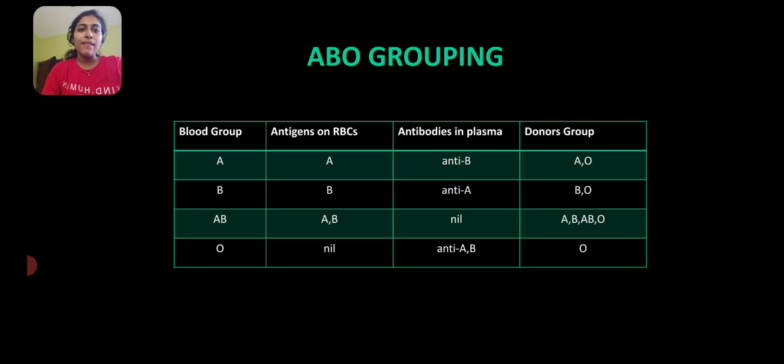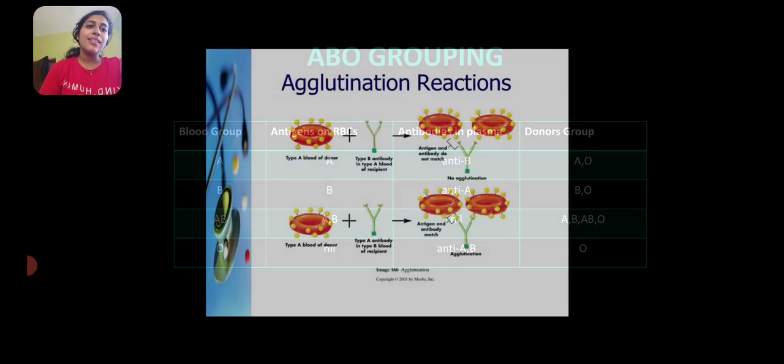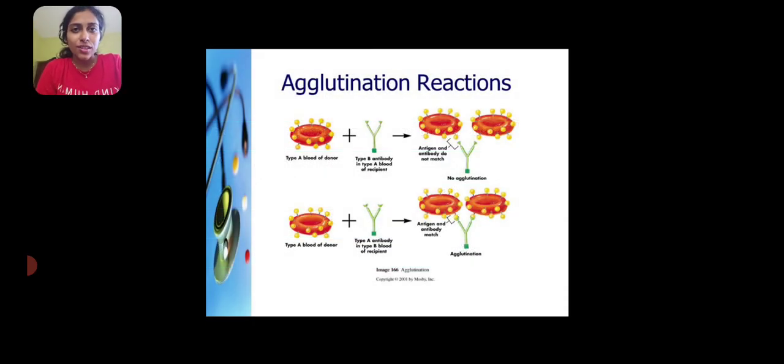And why is the O blood group considered the universal donor? Because it has no antigen, and the AB group is considered the universal recipient because it has no antibody. So due to the absence of the antibody in the recipient plasma, it can receive every blood group, so it is considered the universal recipient. Now you can see a reaction, that is the agglutination reaction.